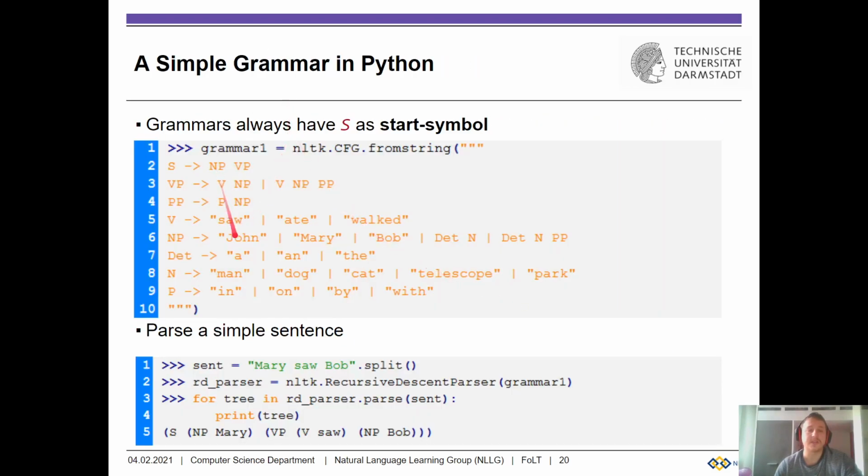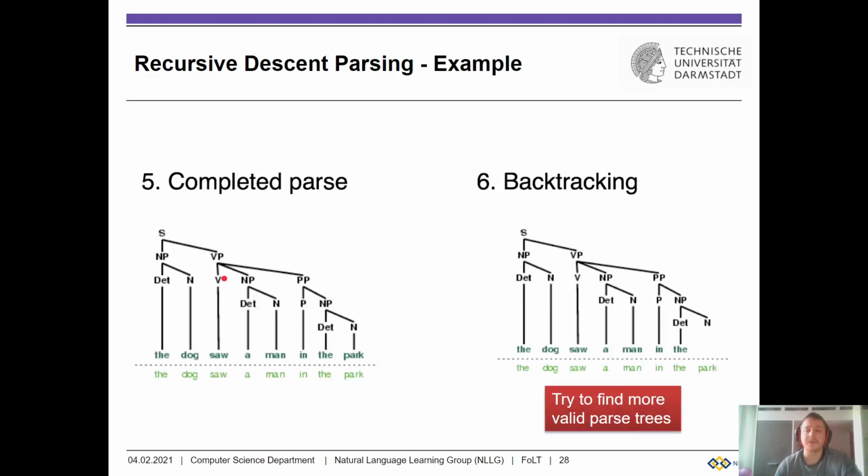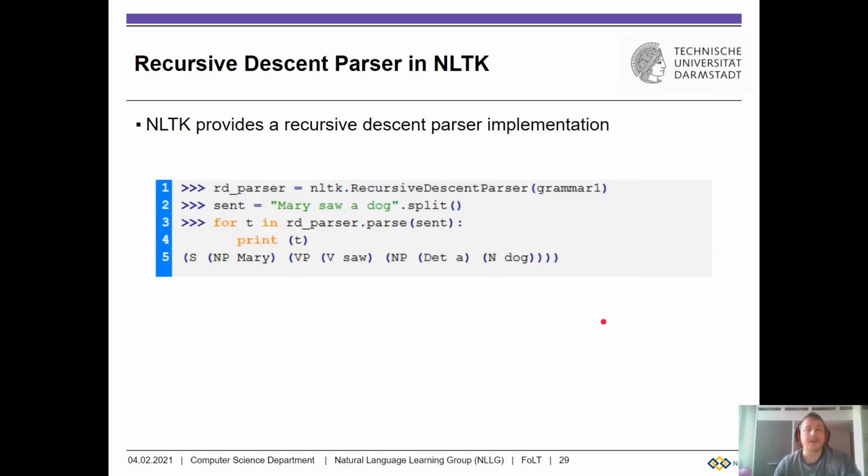In our previous illustration, this was our grammar. If we have a different grammar, we may have different possible syntactic analyses of any given input sentence. As we've previously seen, NLTK already provides a recursive descent parser implementation, so you can just try it out yourself, as we've done previously. Feed in your grammar, feed in your input sentence, and then parse it.